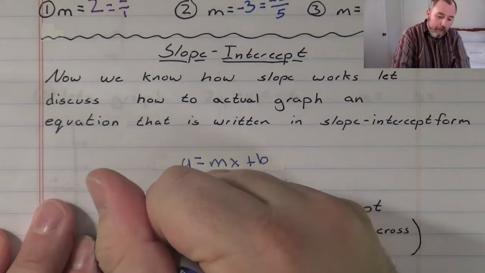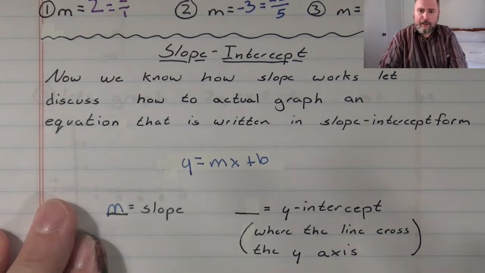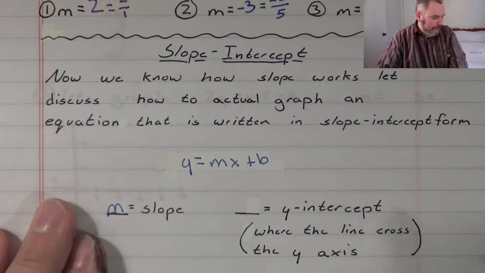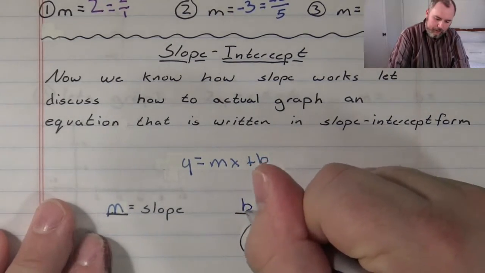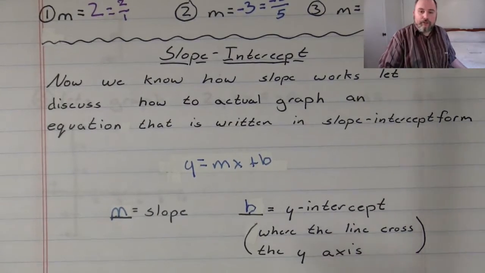Well, the m we already know to be slope. All right, we know what our y and x mean. Those are basically the ordered pairs, or the independent and dependent variables. All right, and then now this part is the y-intercept. Well, that is going to be our b, and simply put, this is where our line crosses the y-axis.